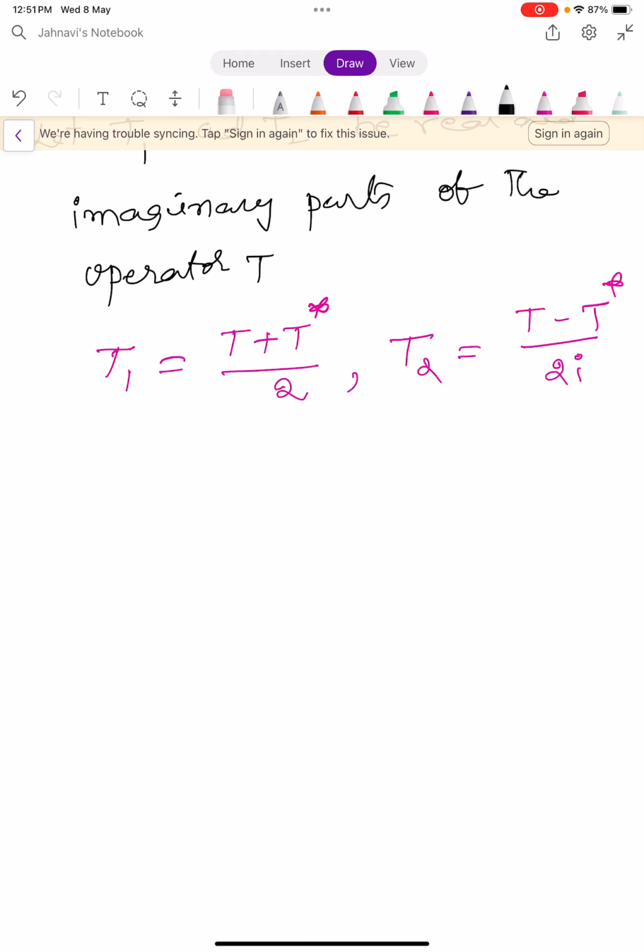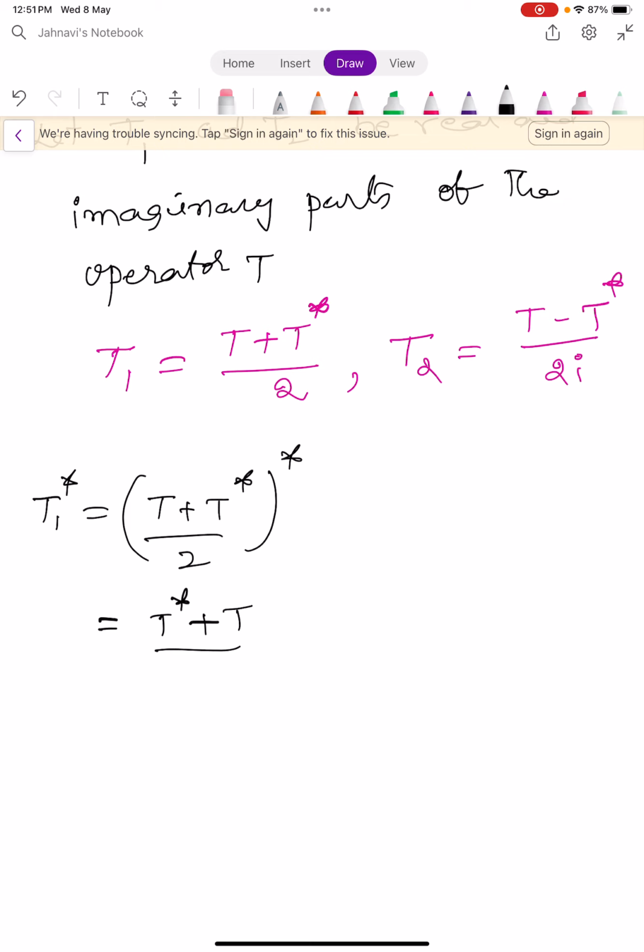Now we are going to find the adjoint of these operators. T1 star is equal to ((T plus T star) by 2) whole star, which gives a result of (T star plus T) by 2, which is nothing but T1. It means T1 star is equal to T1. It means T1 is a self-adjoint operator.